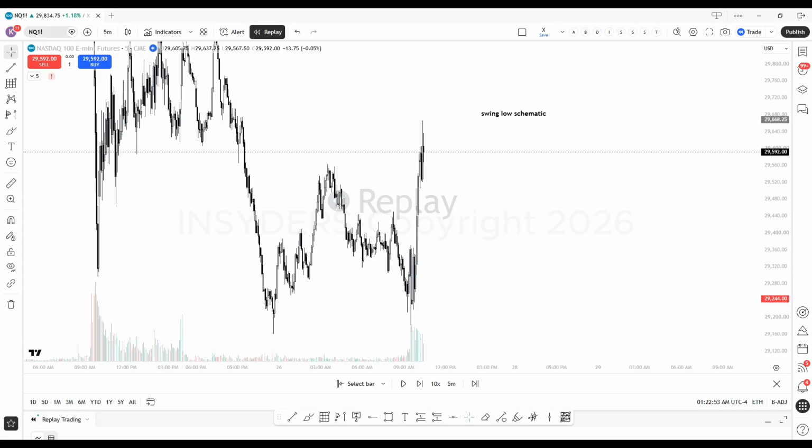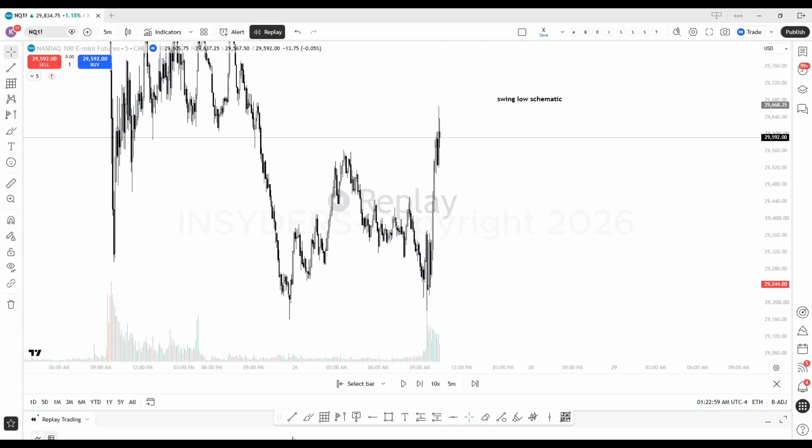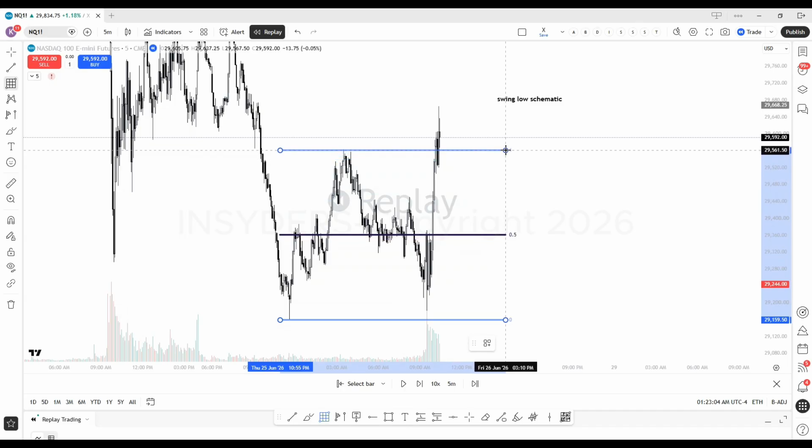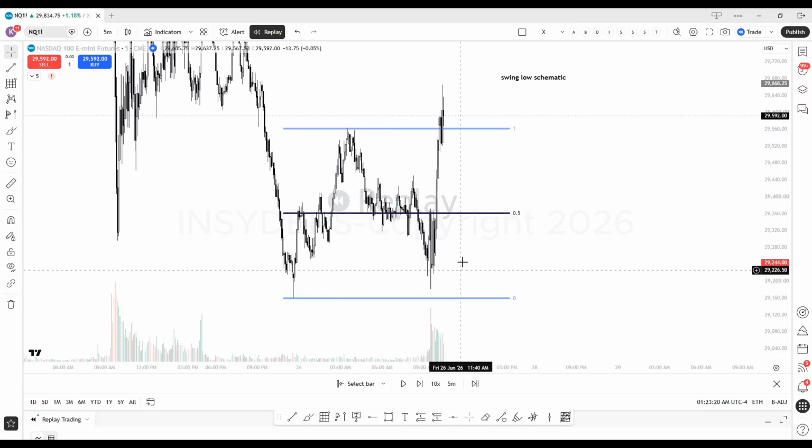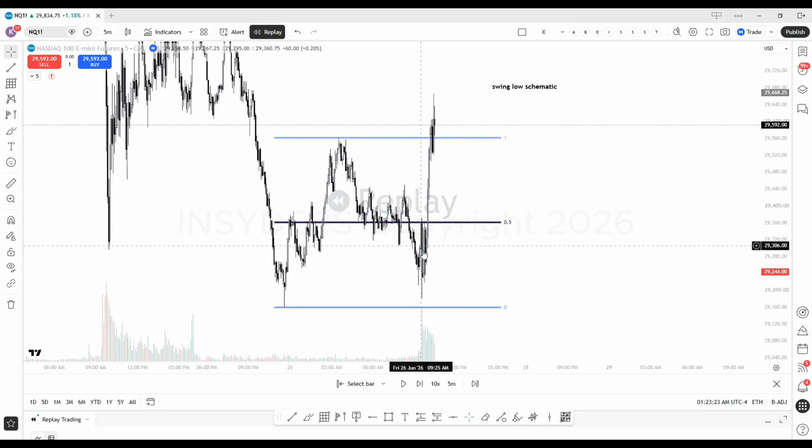Okay, for the third example, we have another swing low schematic. This is a swing low because we have a low. We found a high. The high retraced 50%. Remember, the 50% is just the minimum. It can definitely go all the way through here. It just cannot break this low. So after it reaches the 50%, we want to see it come back above this level and break the high. Once the high is broken, then the range is defined.